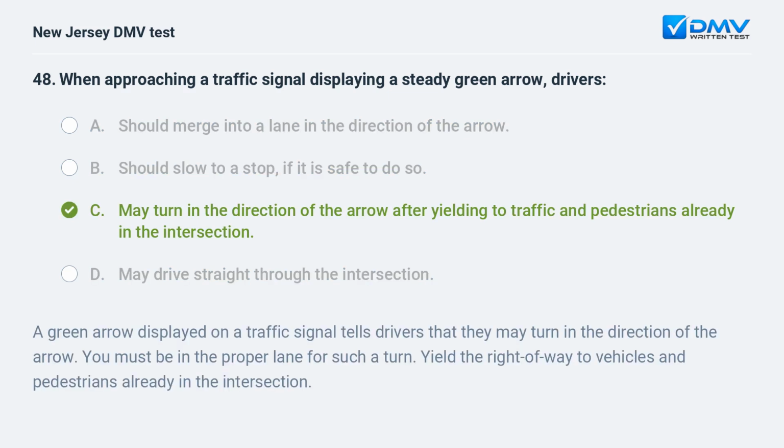C. May turn in the direction of the arrow after yielding to traffic and pedestrians already in the intersection. A green arrow displayed on a traffic signal tells drivers that they may turn in the direction of the arrow. You must be in the proper lane for such a turn. Yield the right-of-way to vehicles and pedestrians already in the intersection.